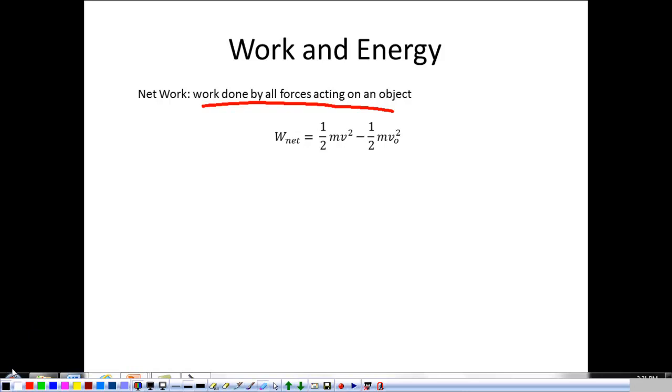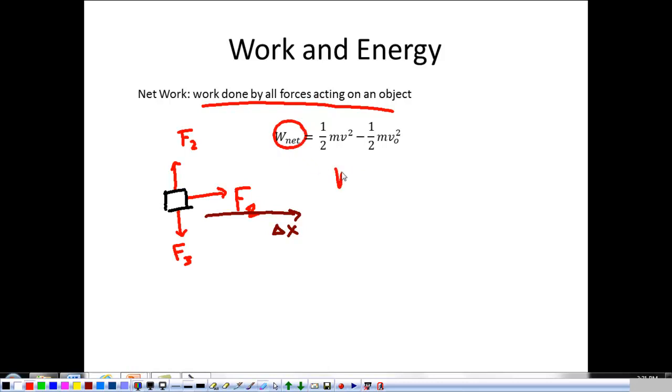So let's say we have an object, our standard box. Let's say we have 3 forces acting on it: force 1, force 2, and force 3. And let's say that our object moves in the direction of force 2. What we have to do if we want to find the net work acting on the object is look at the work done by force 1 and the work done by force 2 and the work done by force 3 and add them all together. By adding them all together, we get our net work.